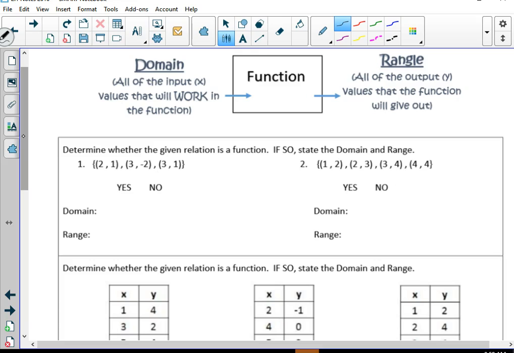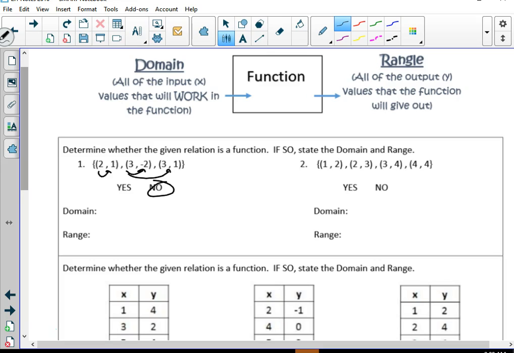All right? So, 2 gives me 1, right? What does 3 give me? -2. It also gives me 1, correct? So I put 3 in. Do I know what I'm going to get? No. I might get 1. I might get -2. So that means no.